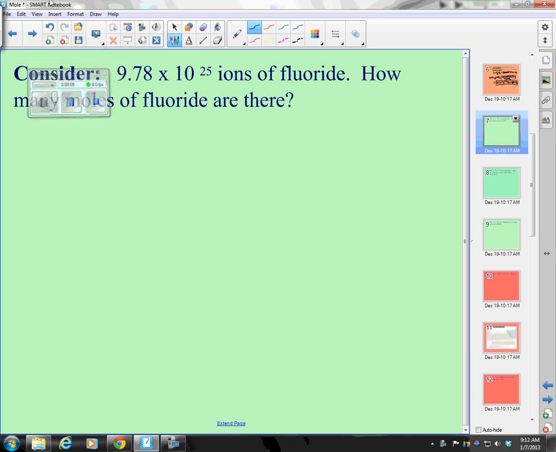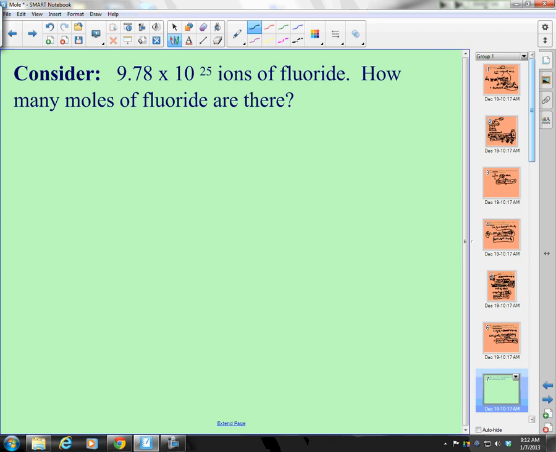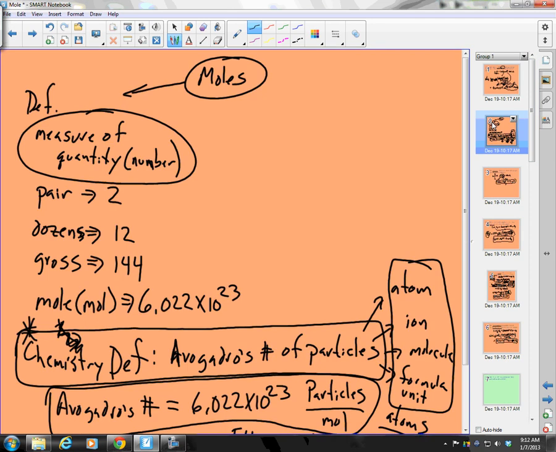Yes, if I can get this thing down. There we go. So we're talking about the mole, and let us go back and take a look at our definition, right? We said that the mole is a measure of quantity, and that the real definition I want you to know is this one, that the mole is Avogadro's number of particles.